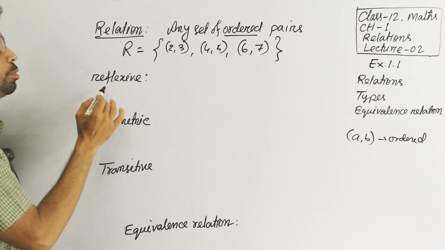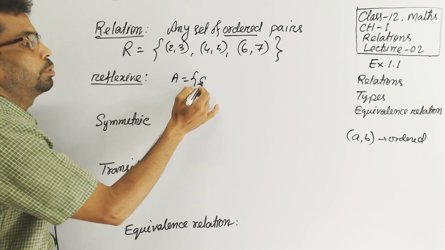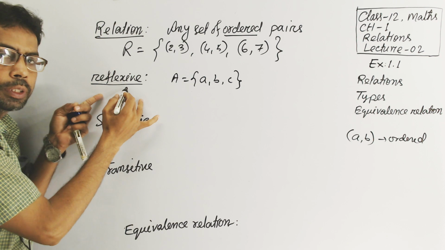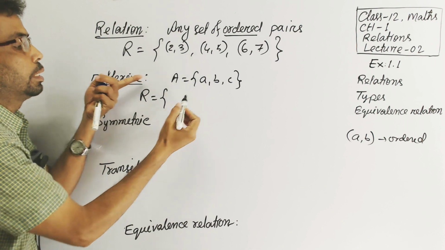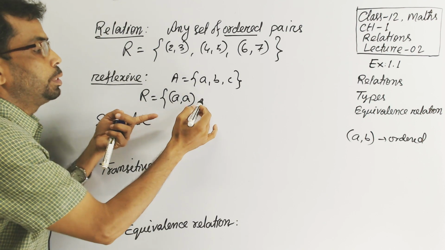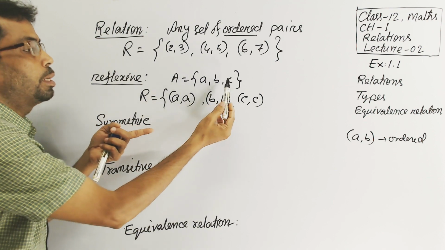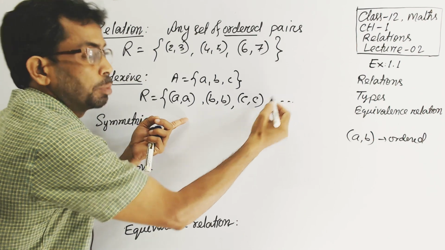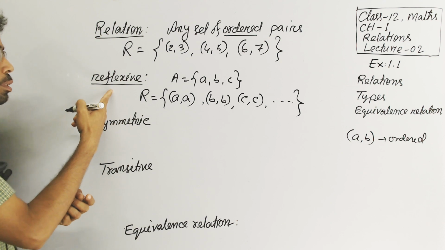Then there are different types of relation. First is reflexive. To understand a reflexive relation, take an example, a set A with elements A, B, C. A reflexive relation is a set of ordered pairs in which for every element in the set A, the pair of identical elements is there. For A, the pair AA is there. For B, the pair BB. For C, the pair CC. For every element, the pair of identical elements must be there in the relation. There may be more other elements, or there may not be. Then this relation is called a reflexive relation.